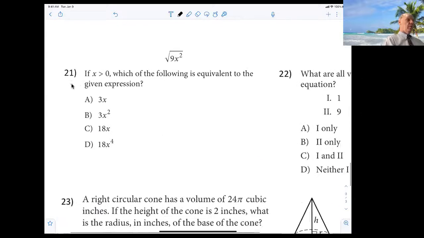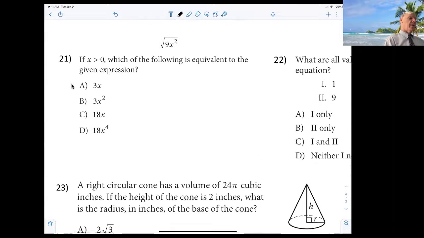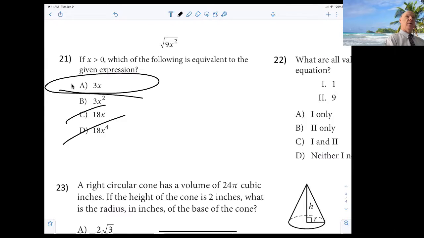All right, here we go. 21, everybody should have gotten this one right. Correct answer is what? A. What's the square root of 9? 3. So I know it's not C or D. What's the square root of x squared? There it is. Some of you make mistakes because you accidentally square instead of take the square root. All right. Again, that's right off an SAT question. Believe it or not.